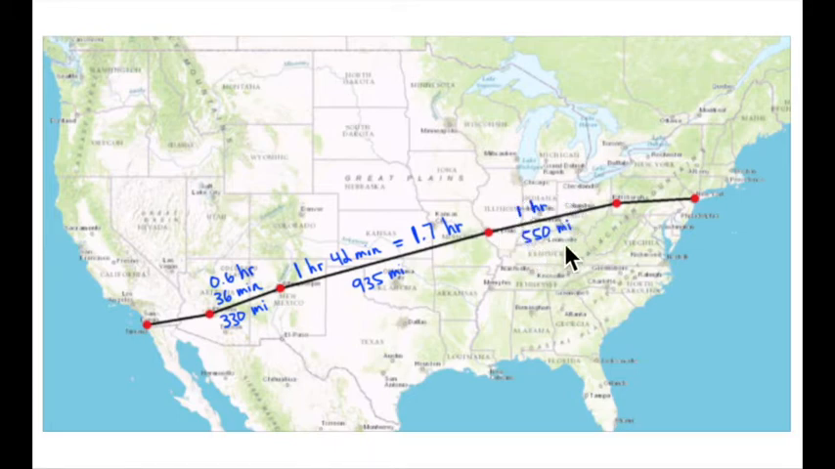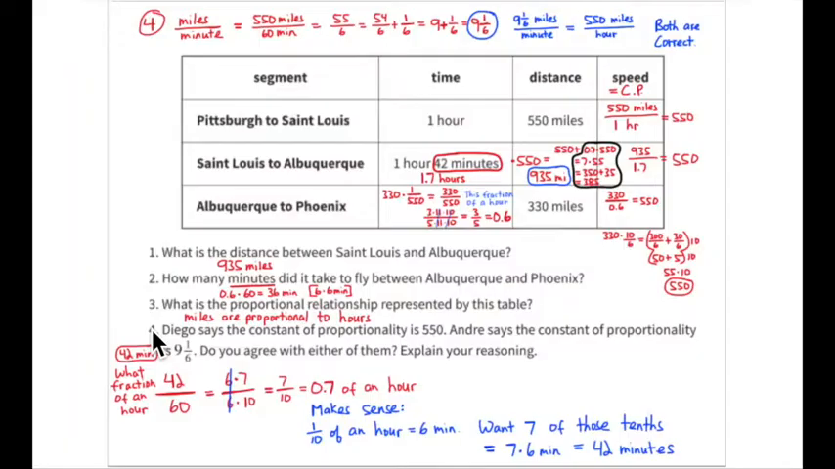Now I'm going to show you how to calculate that in just a second. And it goes from New York to Pittsburgh, Pennsylvania, to St. Louis, Missouri. That distance from Pittsburgh to St. Louis is 550 miles, and it took the plane 1 hour to travel that. So that's what's given in the problem. And then from St. Louis to Albuquerque, New Mexico, it takes 1 hour and 42 minutes, and we'll talk about these calculations in a few moments. And then from Albuquerque to Phoenix, that's another 330 miles. They're going to ask you to calculate the time it takes, and then finally from Phoenix to San Diego.